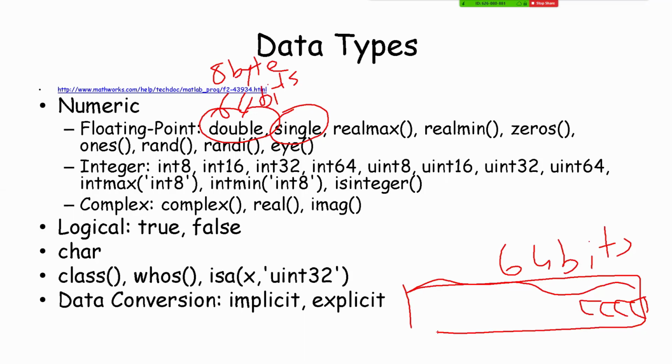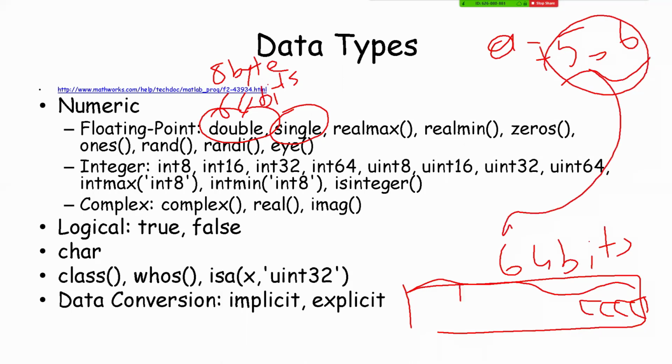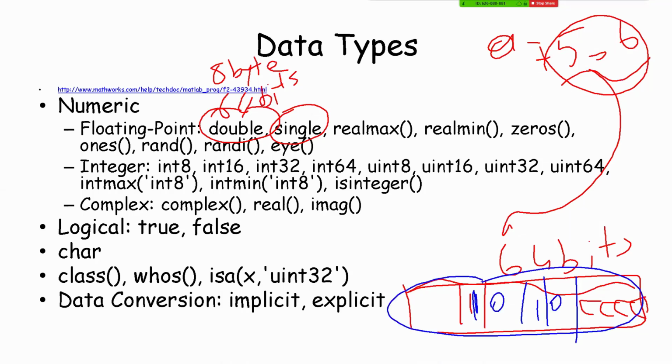So when you say A equals 5.6, that number 5.6 has to be converted into zeros and ones. And after this has been converted, some of these bits are going to be on, and some of them are going to be off. And this pattern of ones and zeros will represent your number 5.6. If you have 64 bits compared to 32 bits, you can store more numbers, right? You have more options. Single is 32 bits.